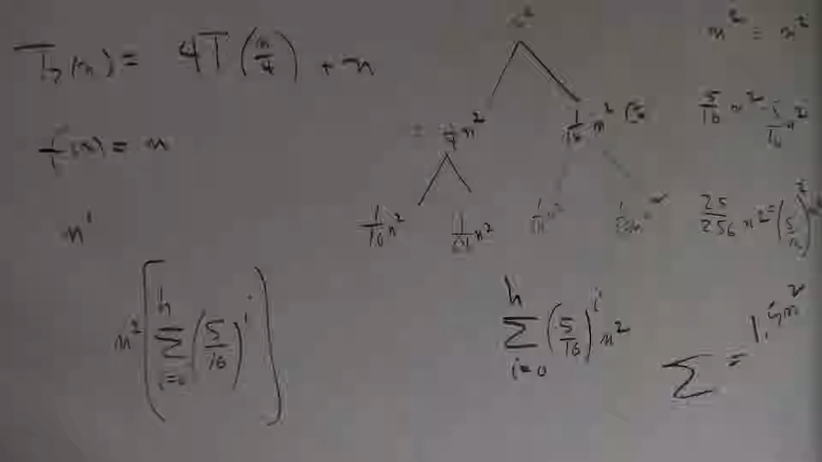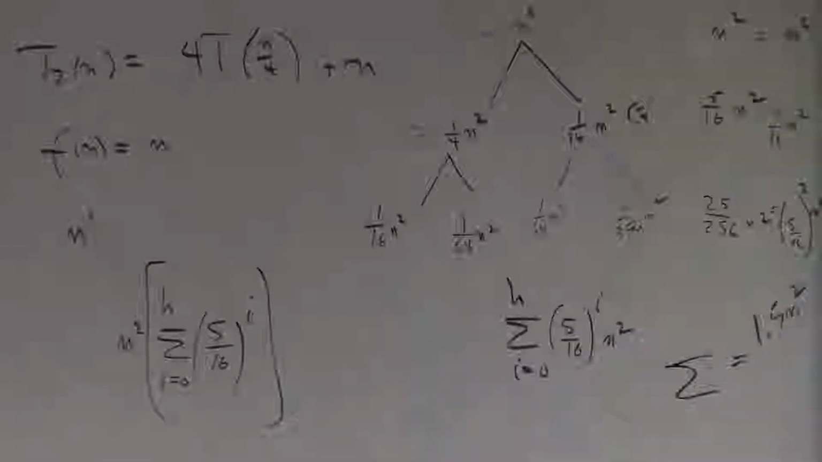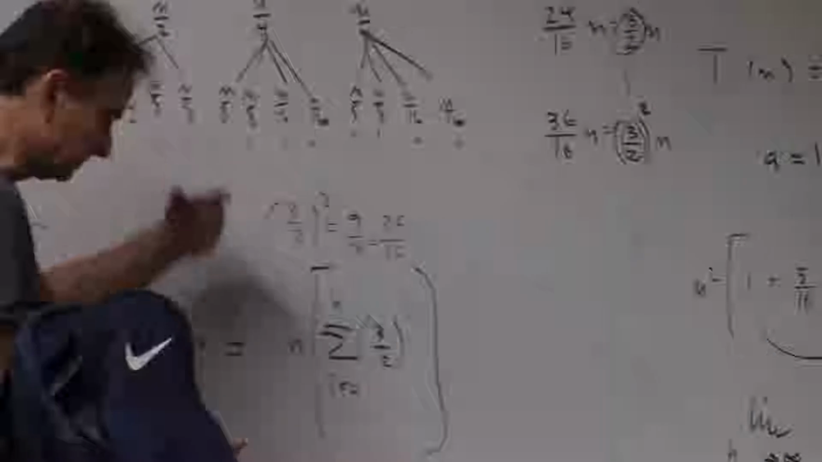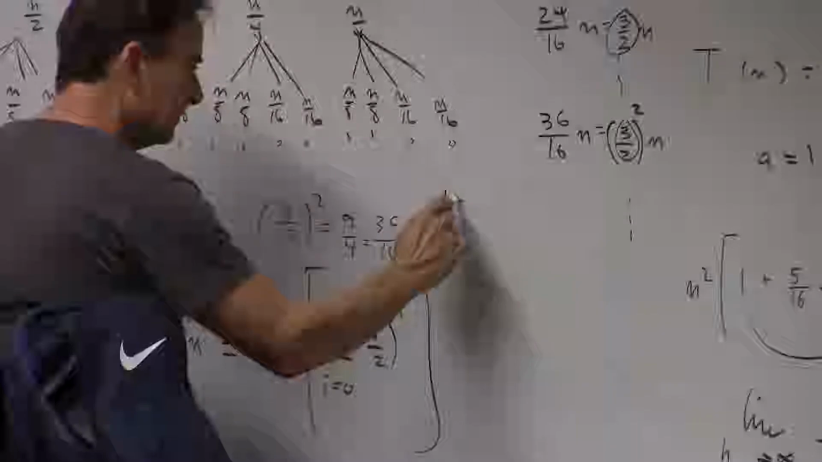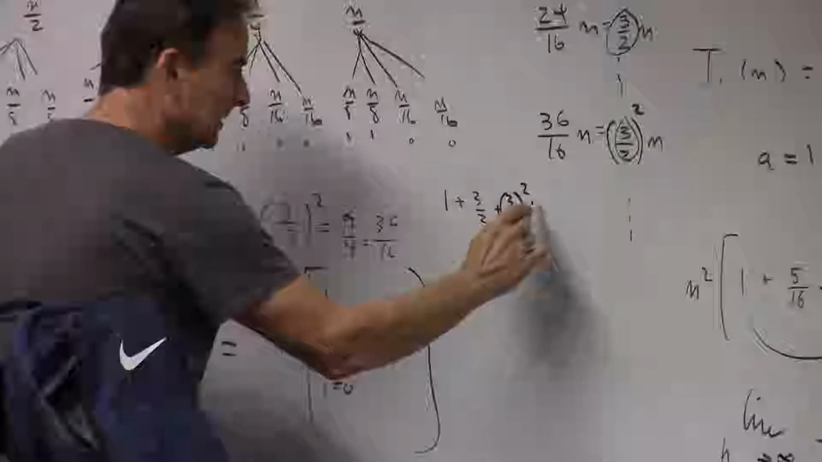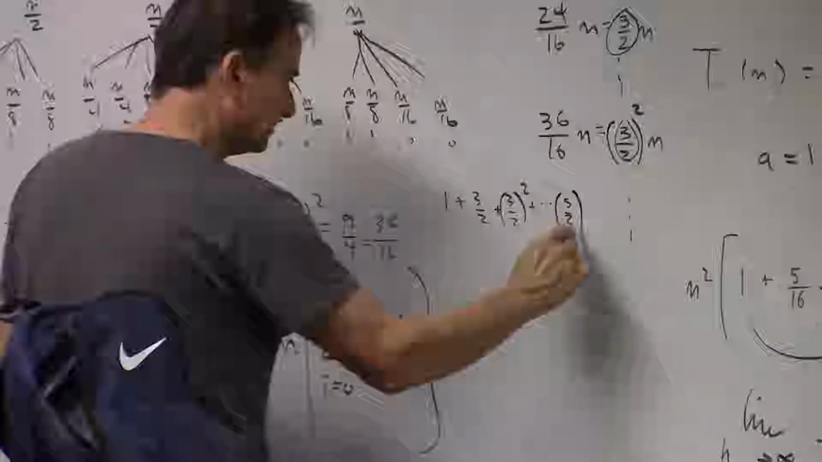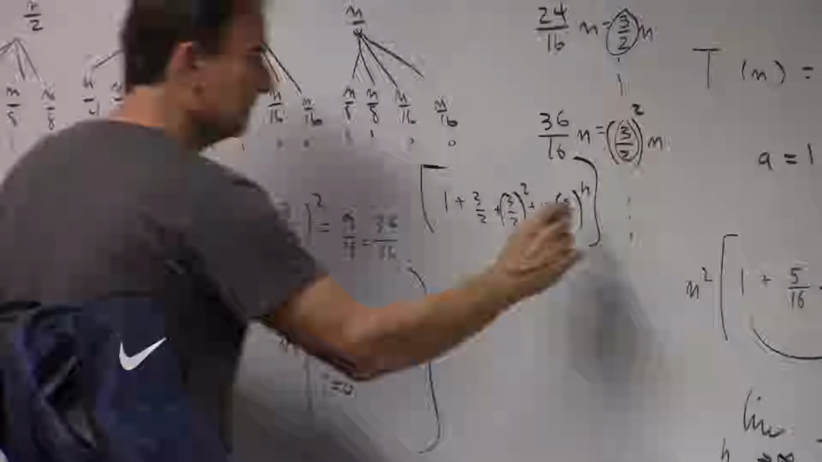But how about the other tree, the level 1? Ah, okay, I knew I was going to forget something. So with this one, we ran into a problem. Right here, just like we did here, we can do the same thing. Let's solve this one. Our series is going to be 1 plus 3 over 2 plus 3 over 2 squared, and so on, up to 3 over 2 to the h, and all that is being multiplied by n.